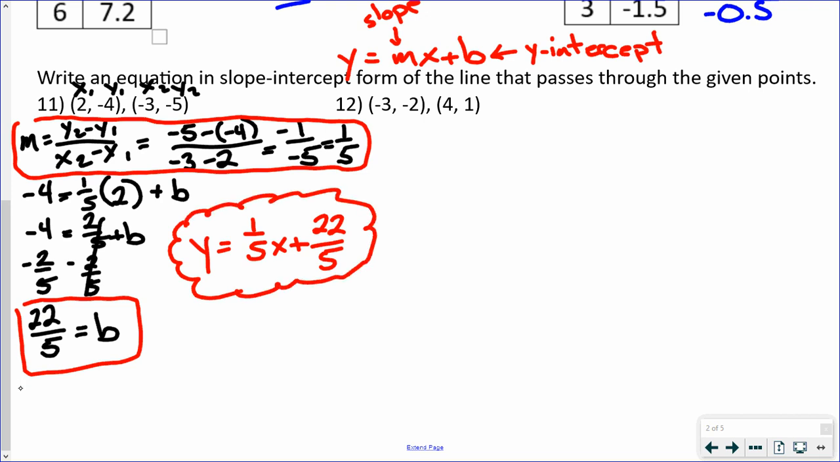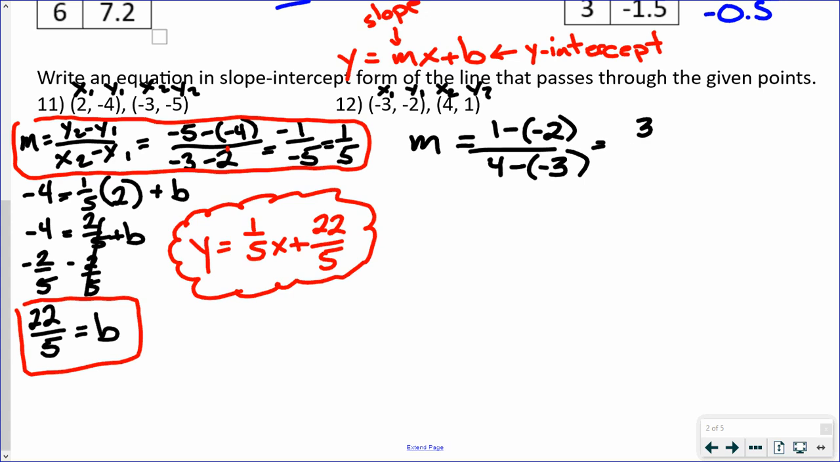There you go. So again, I found the slope using the slope formula, y2 minus y1 over x2 minus x1. Then I plugged that slope, and one of the points, into the slope-intercept form and solved for b. So let's do the same thing again. So x1, y1, x2, y2. Slope is y2 minus y1 over x2 minus x1. So the slope is 3/7.